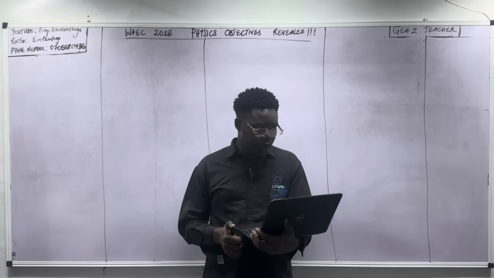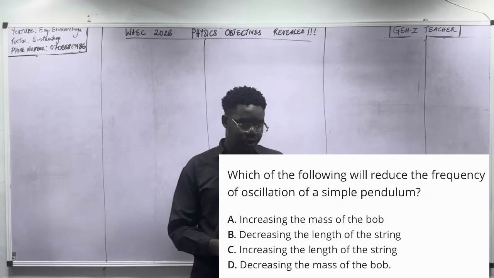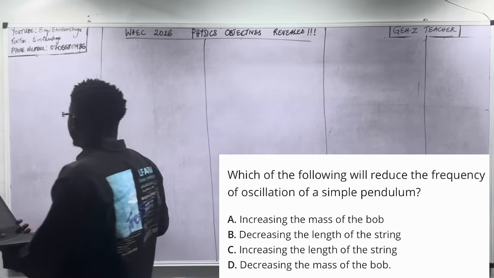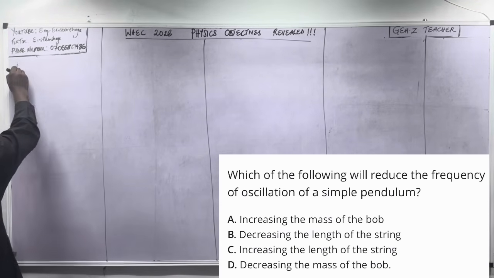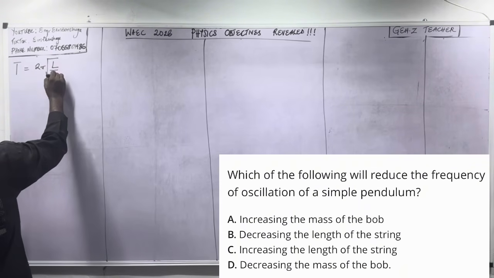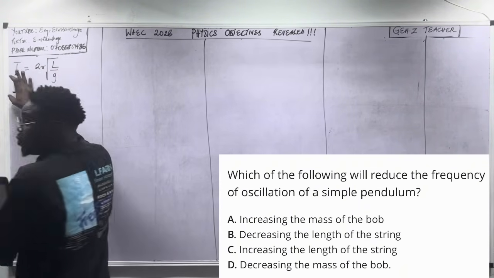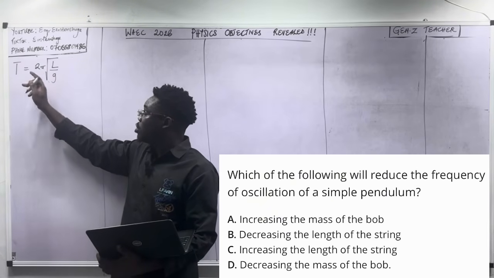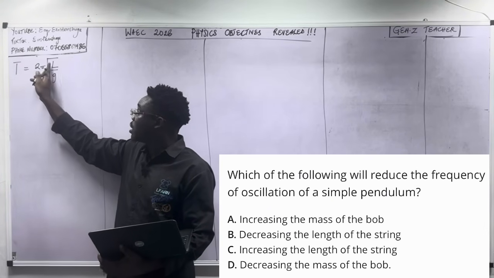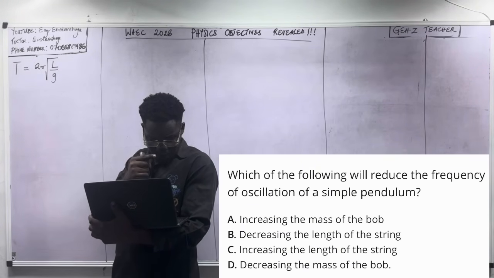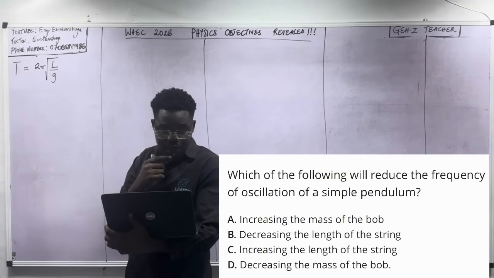Number 7, which of the following reduces the frequency of oscillation of a pendulum? Now remember, for a simple pendulum, T is equal to 2 pi square root of L over g. Now quickly check how they relate. The period is proportional to the square root of the length. So to increase the period, we should increase the length. So the answer there should be option C, increase the length of the string.